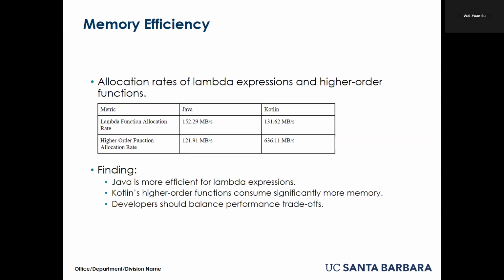Okay, let's move on to the next aspect, memory efficiency. We evaluate the allocation rates of lambda expressions and higher order functions. As you can see, Java runs faster in lambda function allocation, but Kotlin runs faster in higher order functions. So developers should balance the performance trade-off. They can choose which language they want to use to improve the performance.